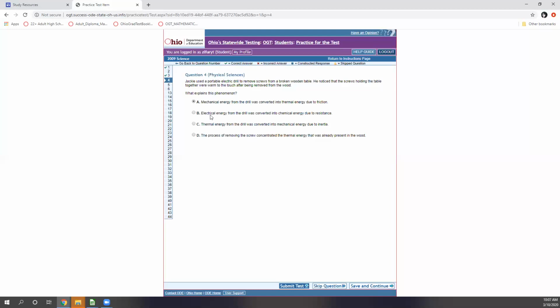Electrical energy, that's coming from a source of electricity. So it's a little different, but there's no chemical energy being released here, and definitely not due to resistance. And heat from the drill is converted into mechanical energy due to inertia? No. The process of removing the screw concentrated the thermal energy that was already present? Well, there's not heat already present in the wood. It needs to be created.